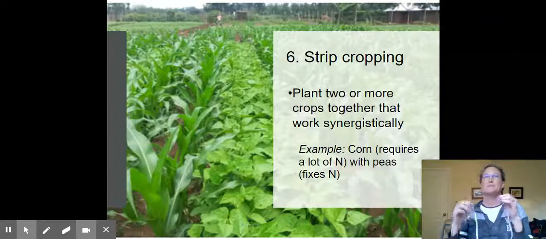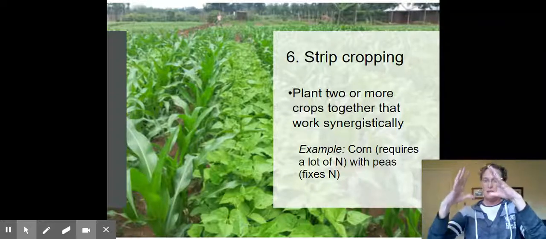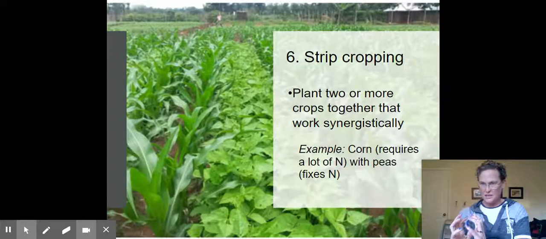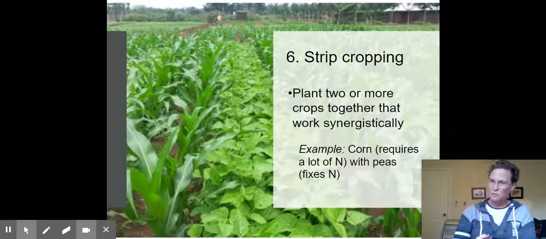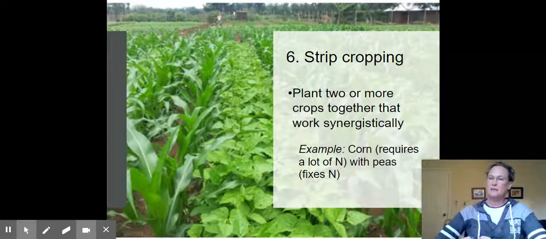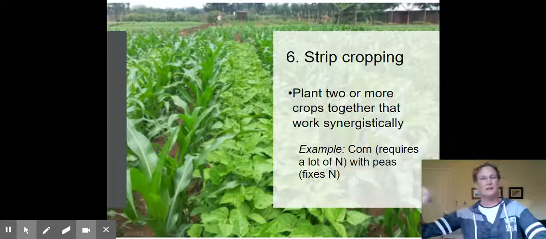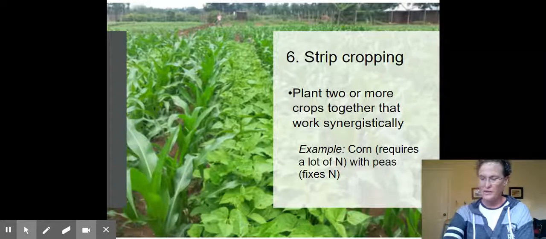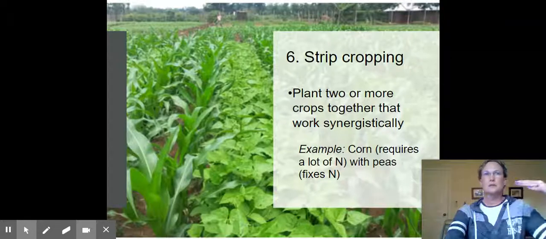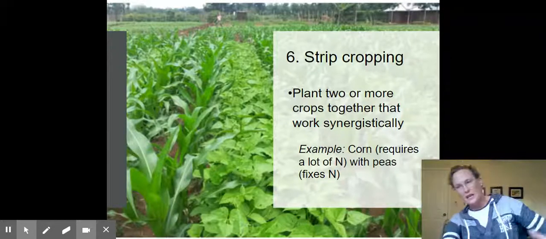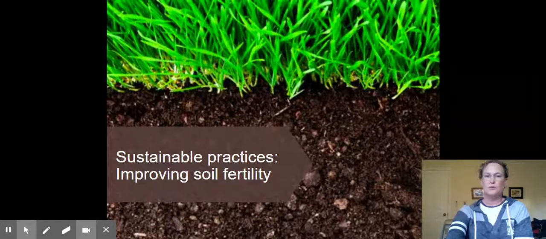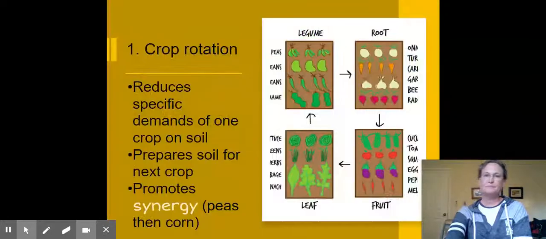So let me go through that again. Nitrogen in the air is fixed by bacteria called rhizobium in the roots of plants called legumes. And when you fix that nitrogen in the soil, then the other plant can use it. So it's very sustainable, an excellent way to build nutrition in the next plant. So sustainable practices will improve soil fertility.